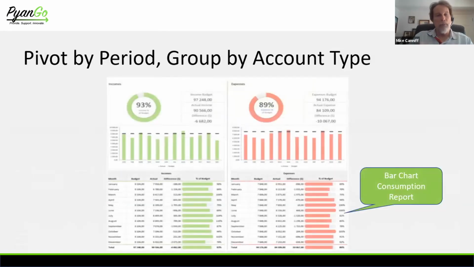Another one is, let's pivot our data. Instead of having our periods as columns, we'll put our periods as rows and then maybe break it out, in this case, at a high level by income and expense. Then look at percent of budget for each of our periods. And this is a standard consumption report on a month-by-month basis.